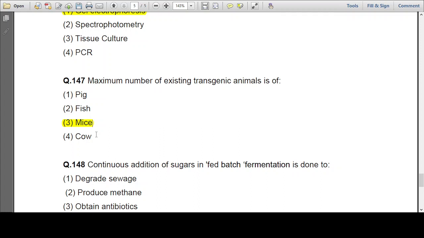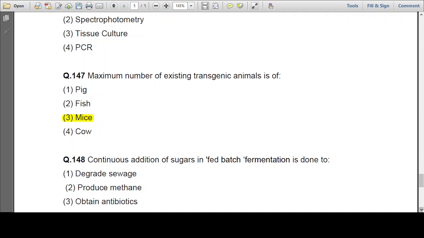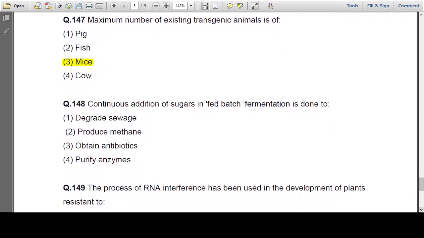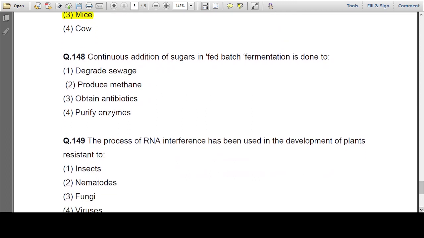for the purpose of testing the safety of vaccines as well as newly generated medicines. We need to test on mice, because mice anatomy as well as physiology matches with humans. Continuous addition of sugar in fed-batch fermentation to purify enzymes. So the correct answer will be option number 4.